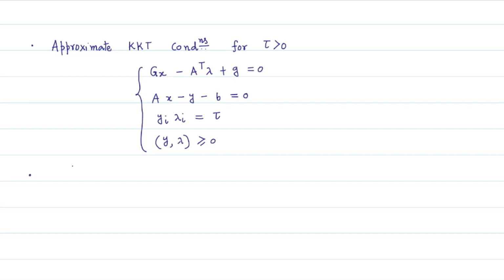Now here let me make a nomenclature: a solution of these approximate KKT conditions, let's suppose it is x tau, y tau and lambda tau, and then for different values of tau you collect all these points and we name it as capital C. We shall refer to this set C, which obviously gives the trajectory of the solutions for different values of tau in these approximate KKT conditions. This trajectory we name as the central path.